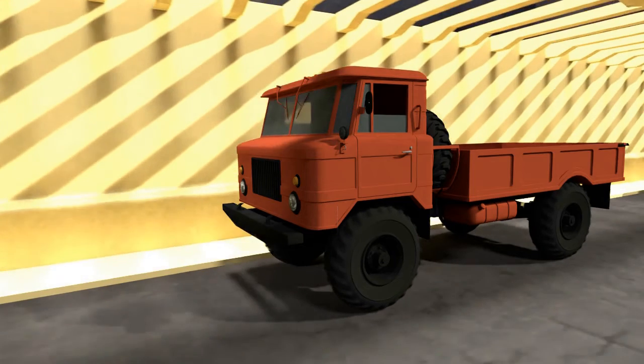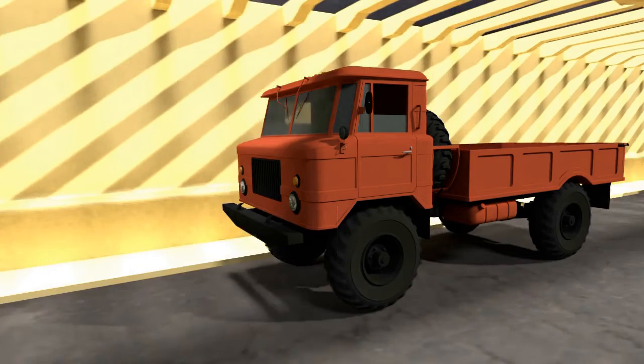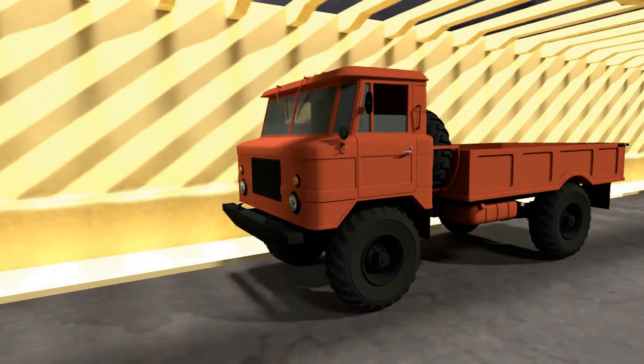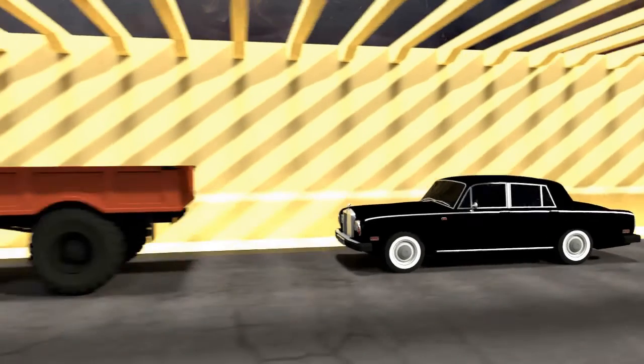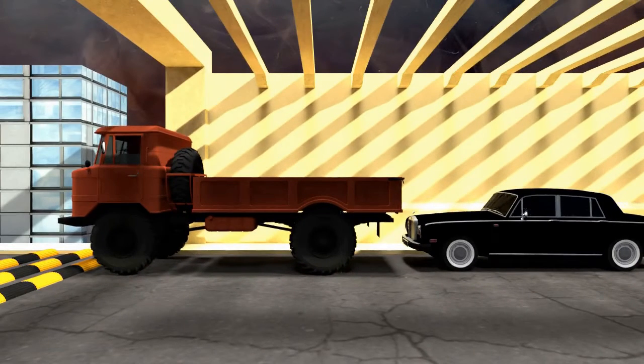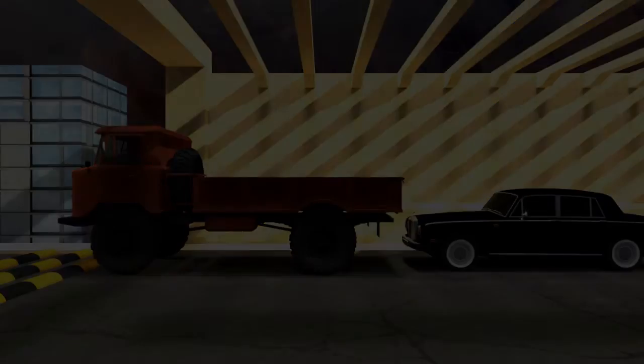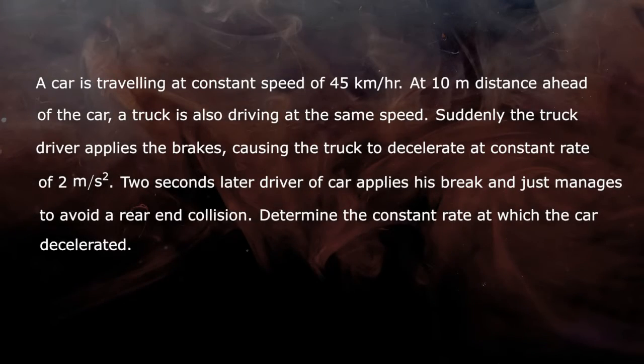per second square. 2 seconds later, the driver of the car realizes that the truck is slowing down and applies his brake too. He just manages to avoid a rear end collision. Determine the constant rate at which the car decelerates. This is the problem statement.